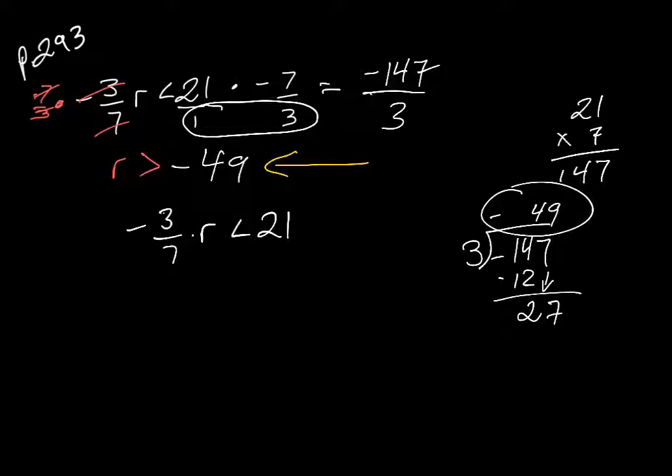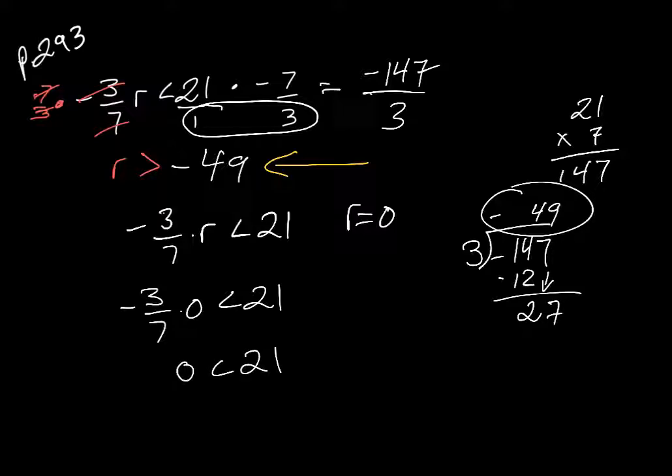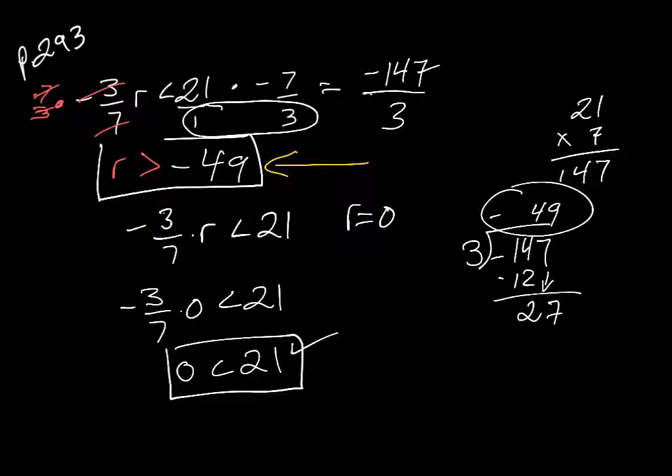I'm going to choose that r equals 0 because 0 is bigger than negative 49. So I'm going to plug that in for r. Negative 3 over 7 times 0 is smaller than 21. Negative 3 over 7 times 0 is 0, and 0 is smaller than 21. Is that statement true? Yes, it is. So that means that our answer up here is most likely correct.